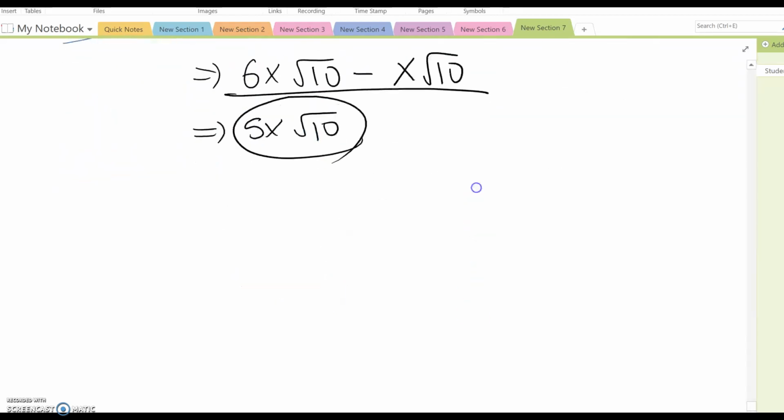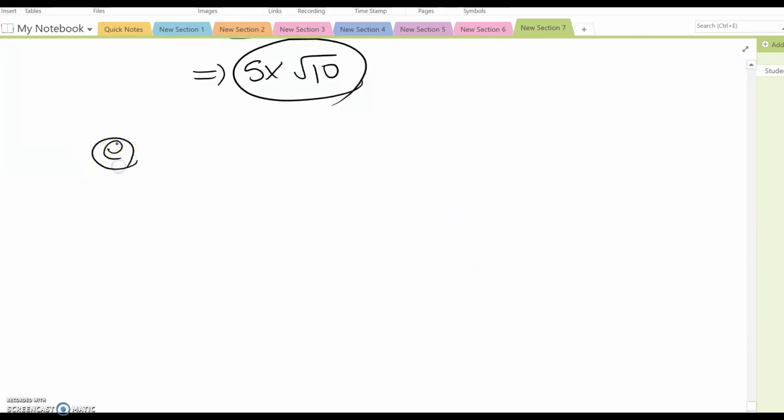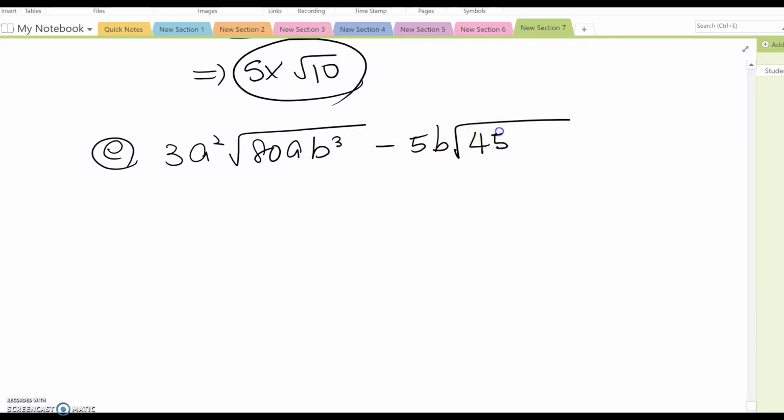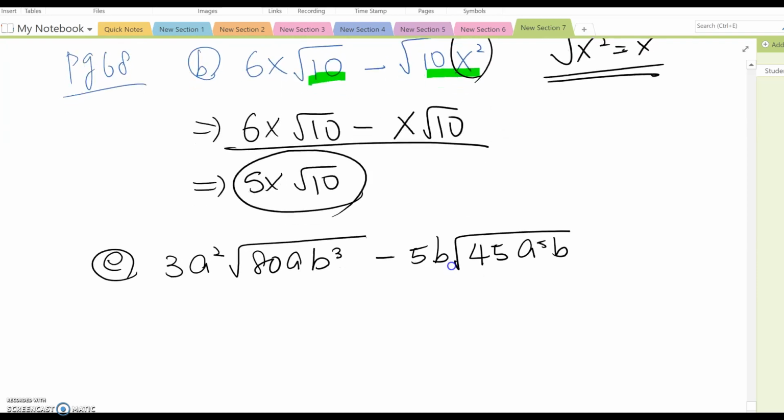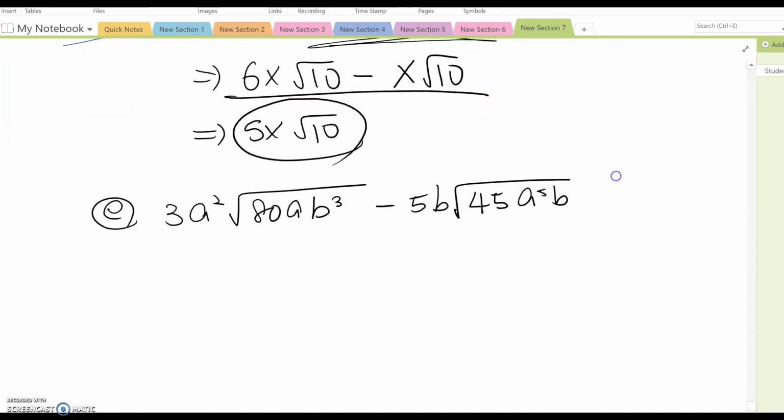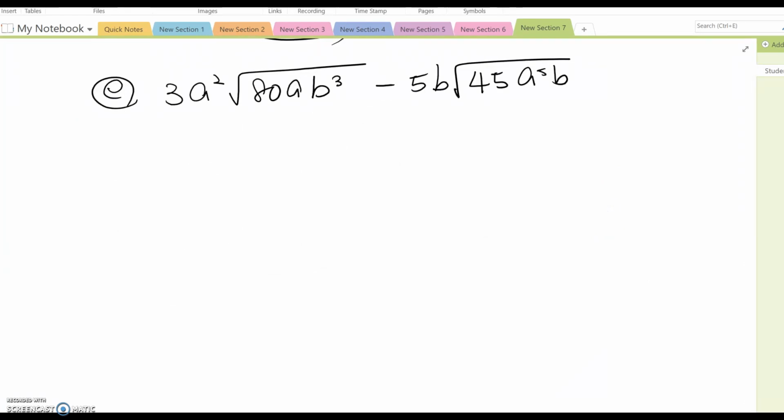So what about letter E, which is 3a squared square root 80ab cubed minus 5b square root 45a fifth b. Like the previous questions, whatever we can simplify, we need to simplify. In this case, we need to simplify each radical expression before we calculate.